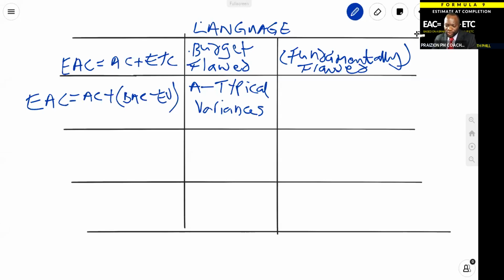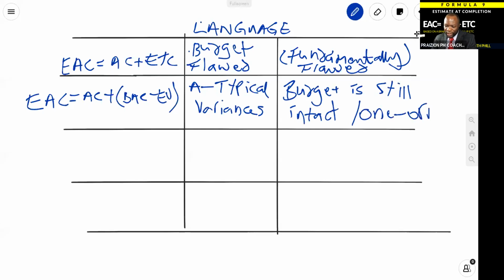Another language that could be used here is budget is still intact. Or you might hear the word one-off, which means it's only a one-time thing. So these are little tips for questions that you may encounter.